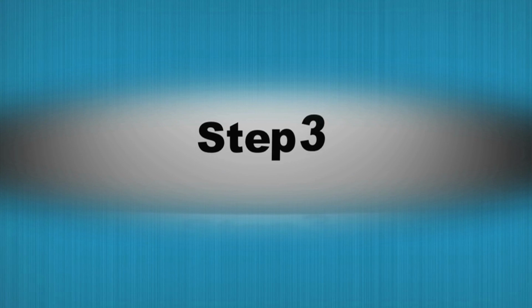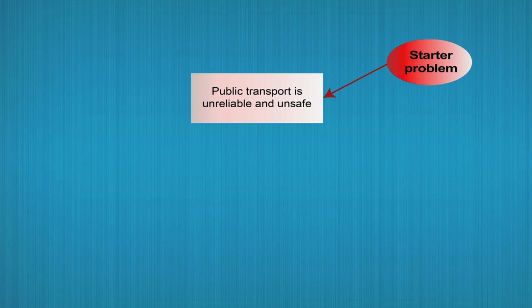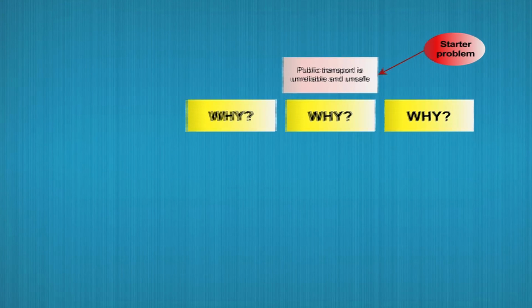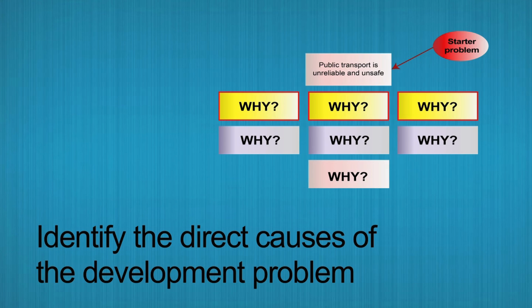Step 3. Identify the direct causes. Starting at the starter problem, ask, "Why is this?" This question will identify the direct causes. Like all problems, causes must be existing and not anticipated or future ones. Collect the cards for direct causes and place them in a horizontal line under the starter problem.